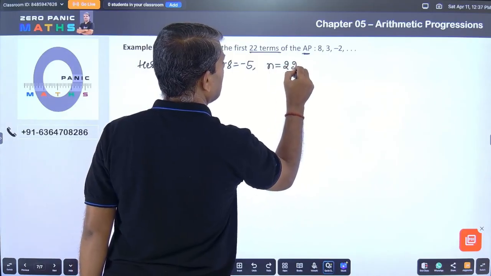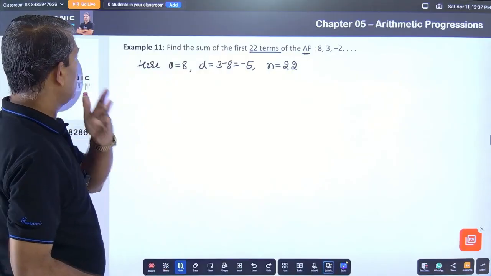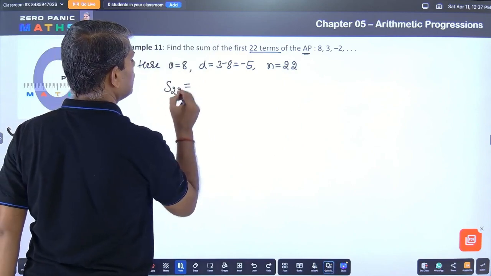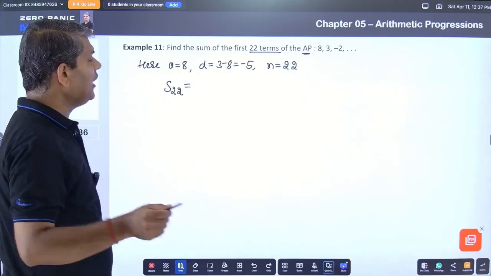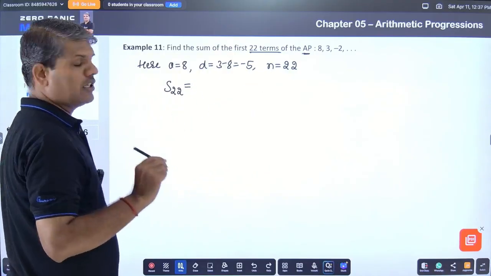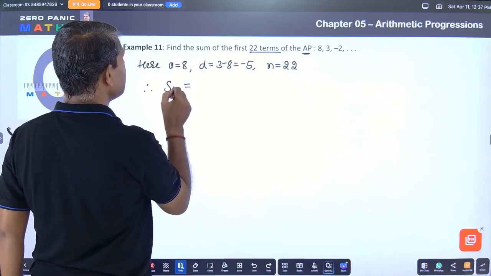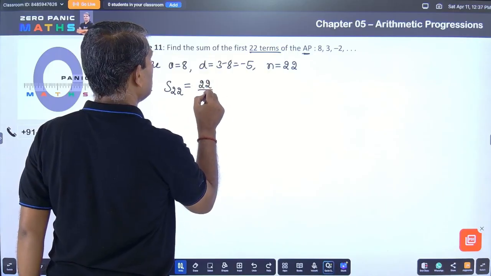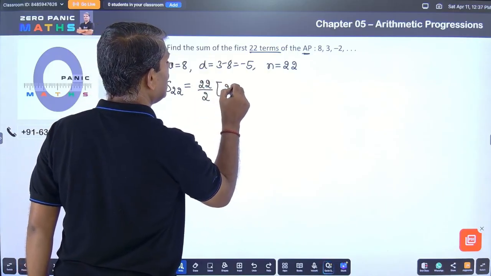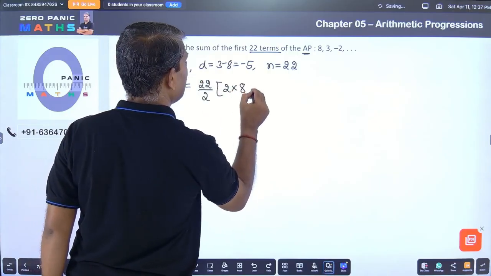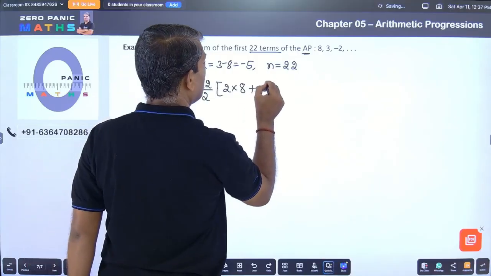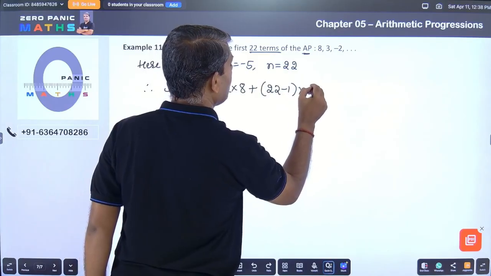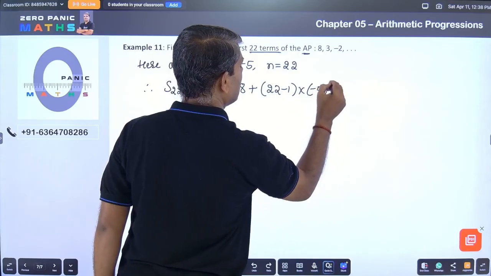Since they have given 22 terms, we know it is going to be the sum of 22 terms, and what we need is S22. I'm not going to write that formula again and again. You need to write that formula if you need it. So S22 is equal to n by 2. What is n? N is 22. N by 2, into 2a, what is a? It is 8, plus n minus 1, that is 22 minus 1, into minus 5, that is d.